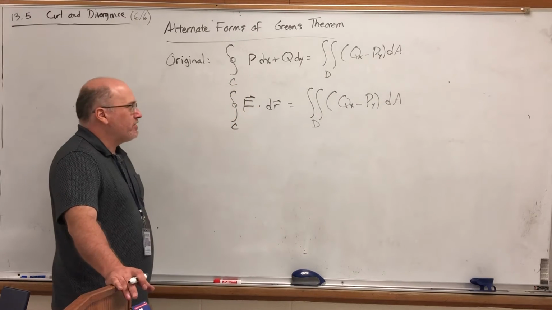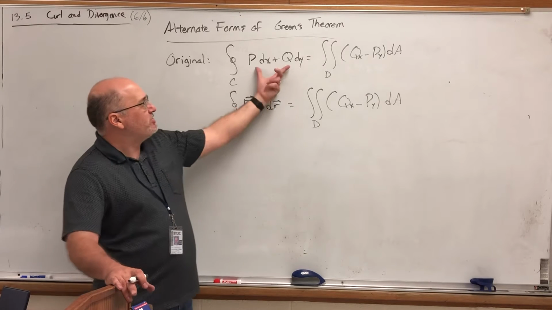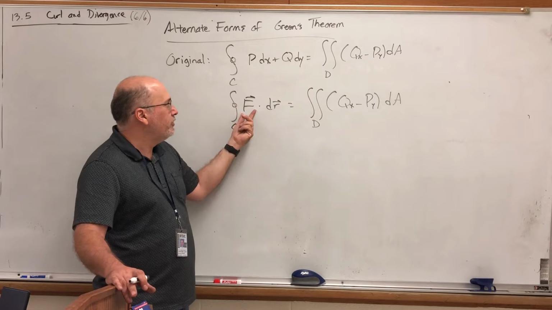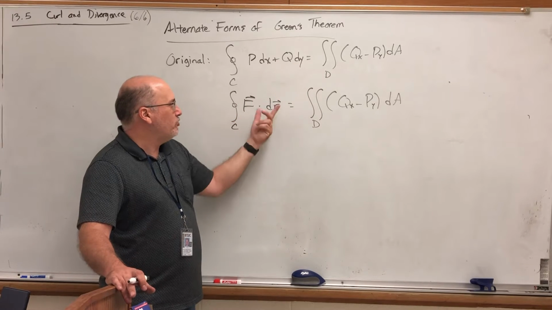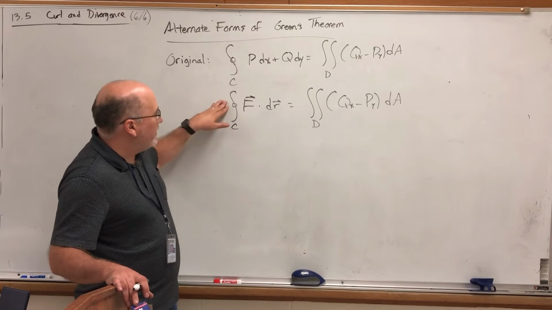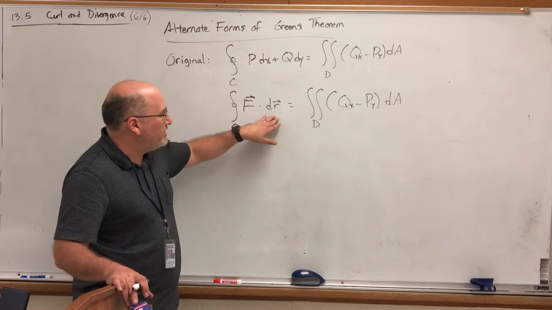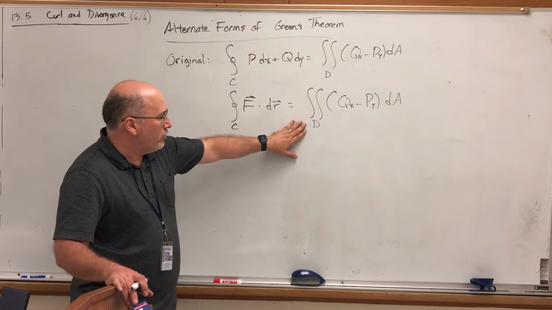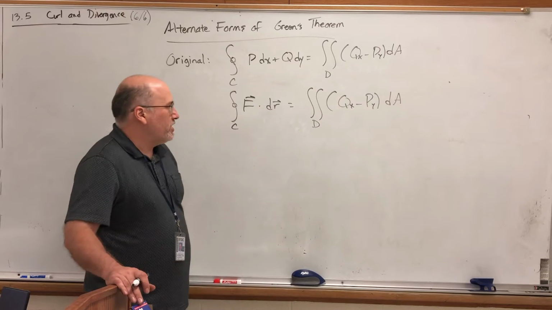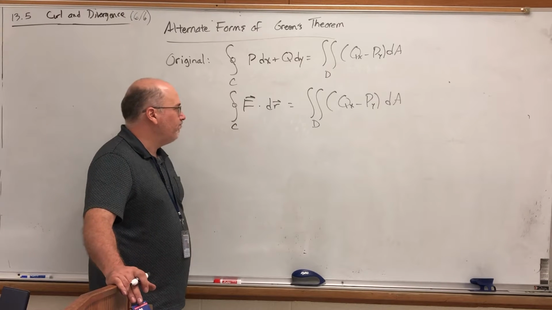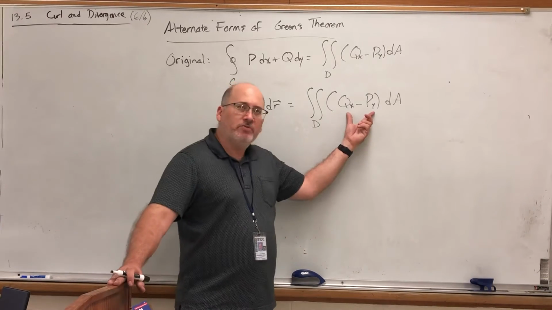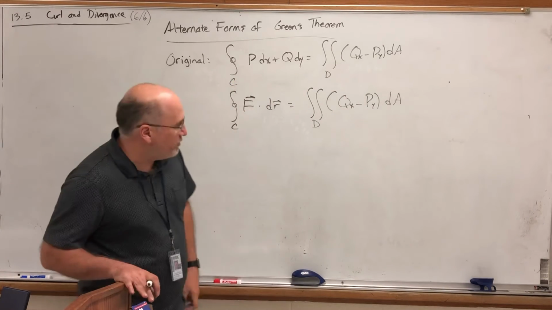We also looked at it from vector form by rewriting this as a dot product and observing that P comma Q was just the original vector field and that dx dy was really just the derivative of the position vector, and concluded that the line integral over a closed curve C of F dot dr is equal to the double integral over the region D of the same integrand as before. And remember, as a consequence of this, if the vector field was conservative, then this difference was equal to 0, and hence the integral was equal to 0.